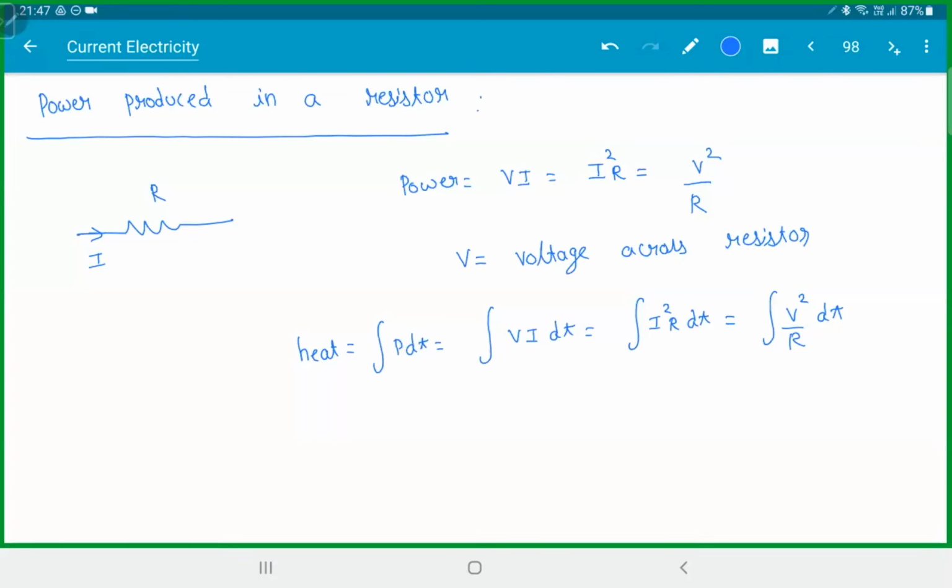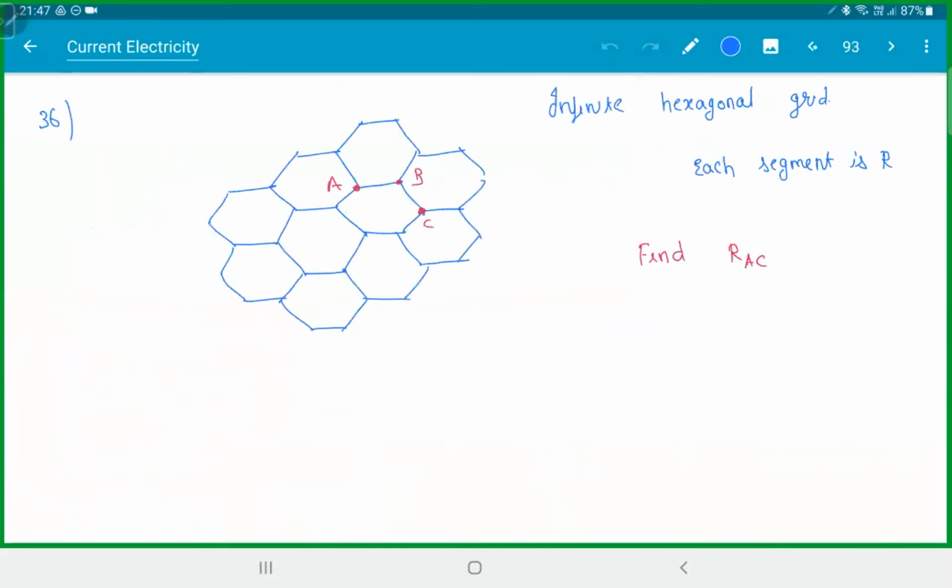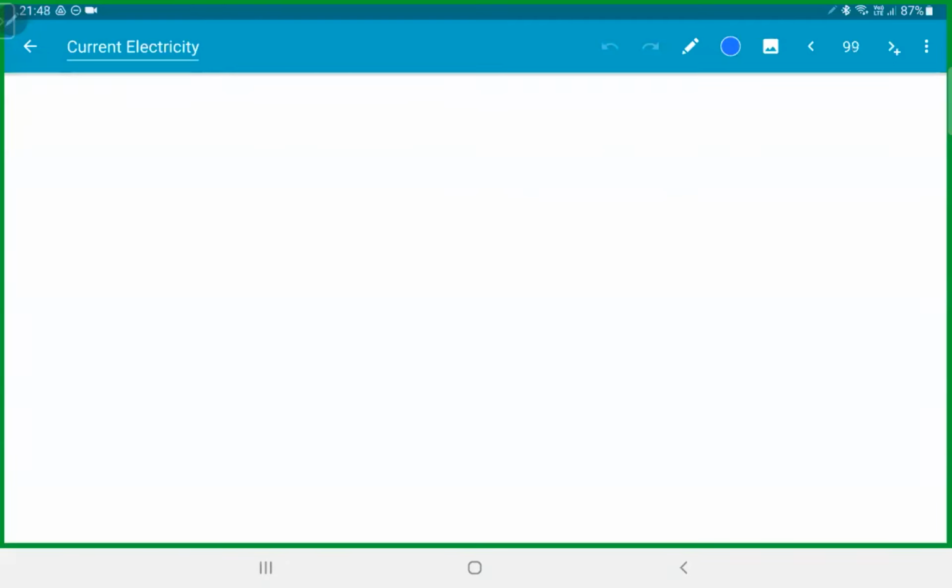Clear? Let's see how they'll frame questions on this. Let's do an easy one. So we got a resistor here, 2 ohms, and let's say the charge Q is equal to t square minus t. Find the heat produced in 2 seconds.